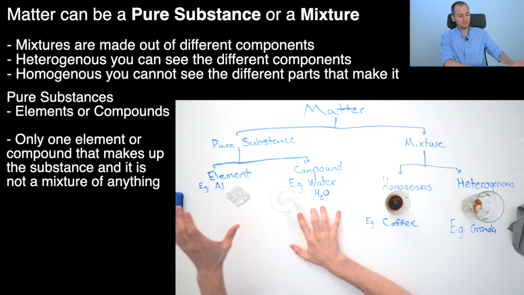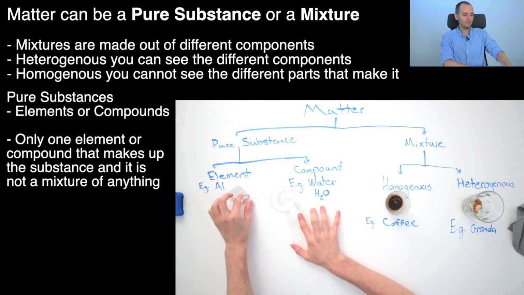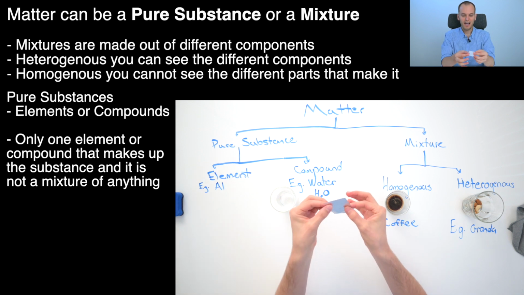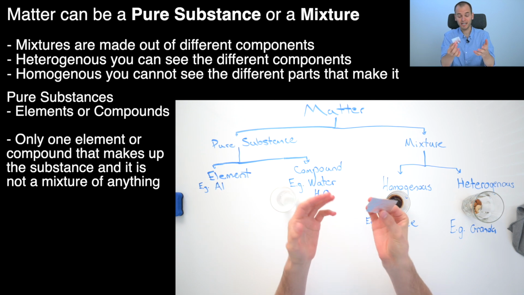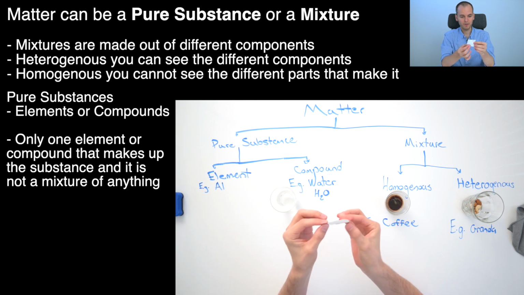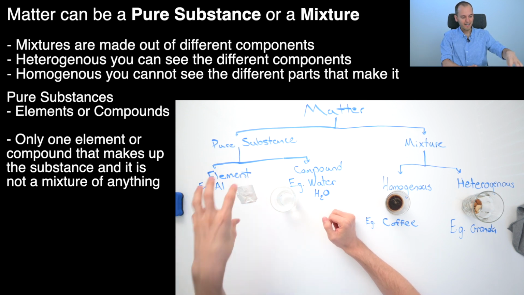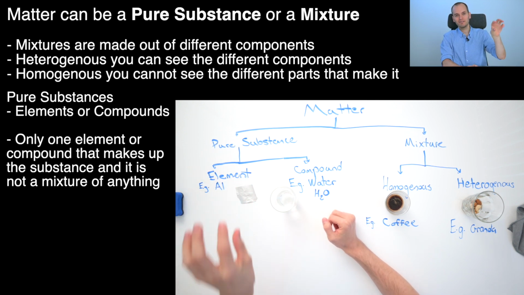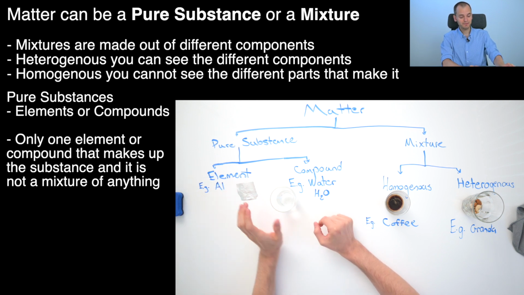An example that we went over as an element would just be aluminum. So this here is just alfoil, or aluminum foil, or the old name for it was tin foil because they did used to make it out of tin, but it's not tin foil anymore because it's made out of aluminum. So that is just elemental aluminum. That's the only thing that makes that up is aluminum atoms.